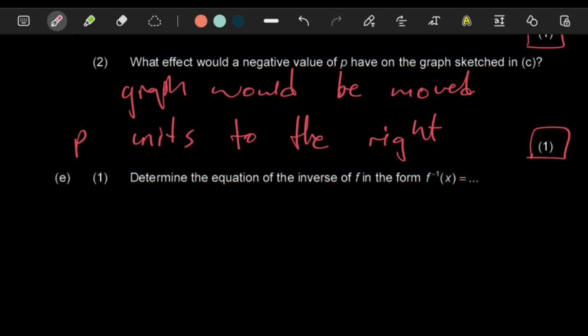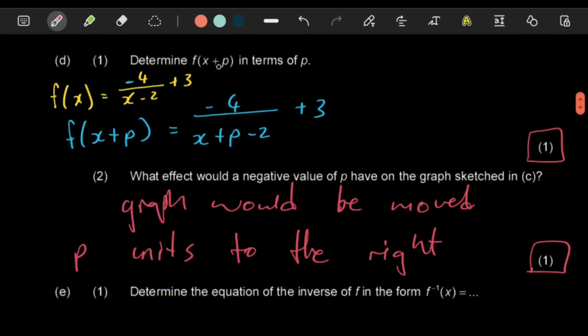This is one of those questions where sometimes you'll be thinking, are they really trying to mess with my head? Nah, don't overthink it. Remember, if p is a minus, then it means you're moving your graph to the right. If p was a plus, then you'd be moving your graph to the left.